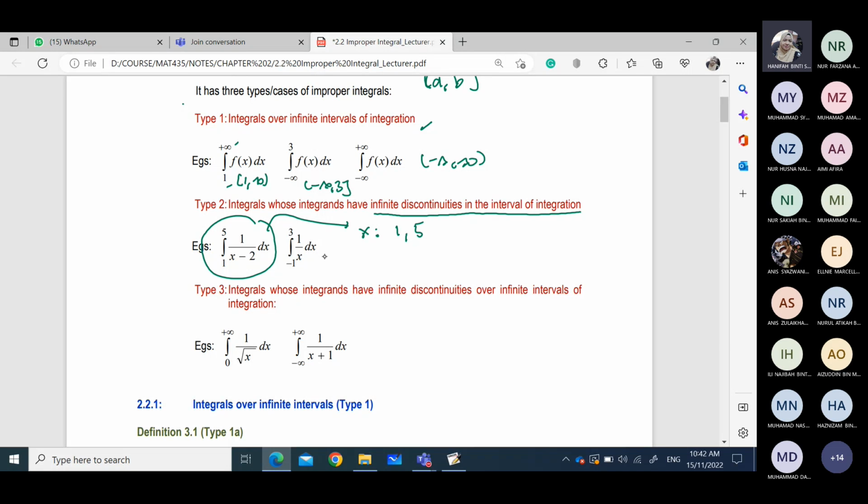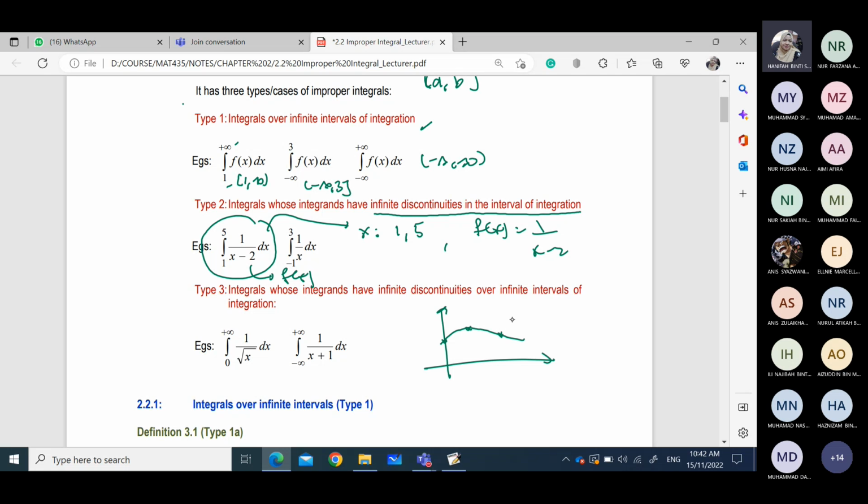Alright, next we need to check this function. Ini adalah function kita, so kita nak check discontinuity dia. Adakah function 1 over x minus 2 continuous in this interval? Continuous tu maksudnya there is no gap. Kalau you plot point, you akan dapat smooth curve ataupun smooth graph. For example, kalau kita point dekat sini, dan sini, dan sini, kita akan dapat smooth line. Ini kita panggil sebagai continuous.